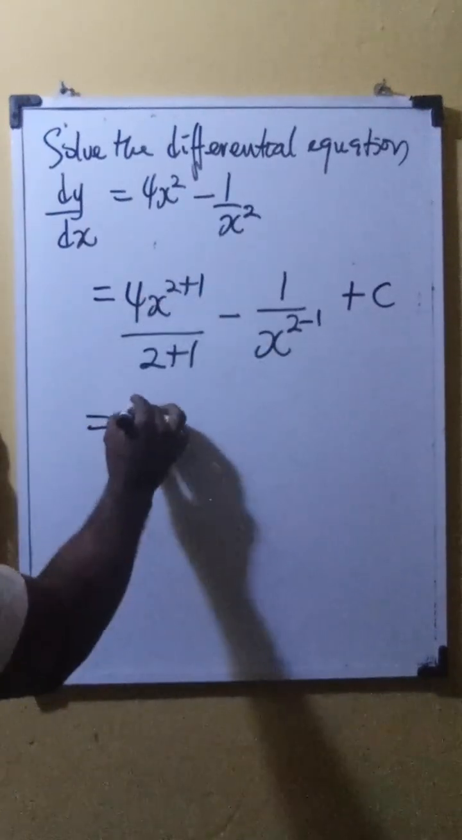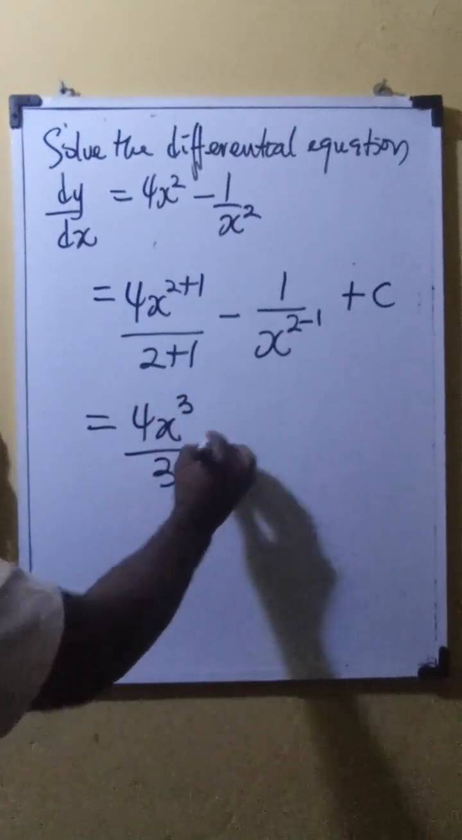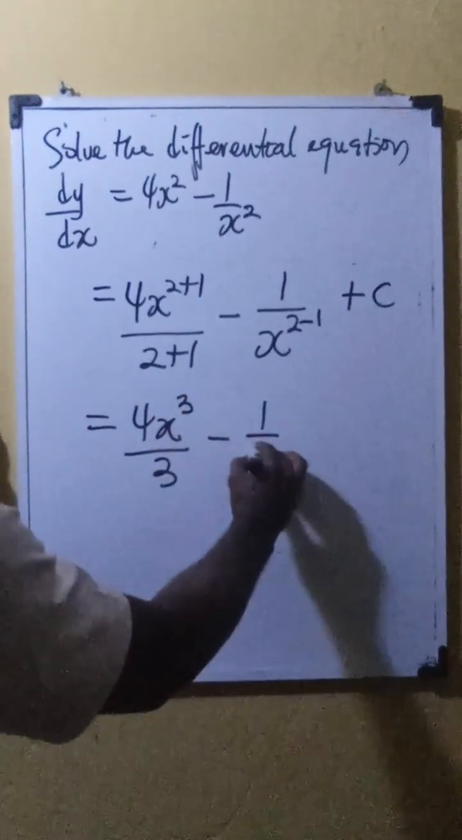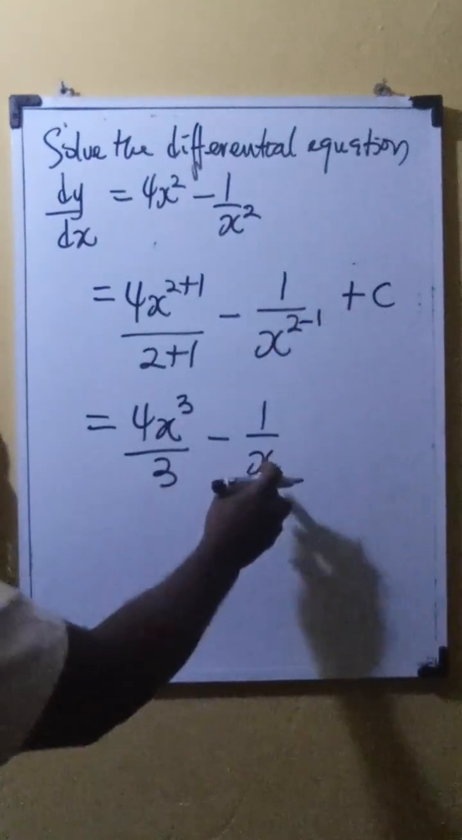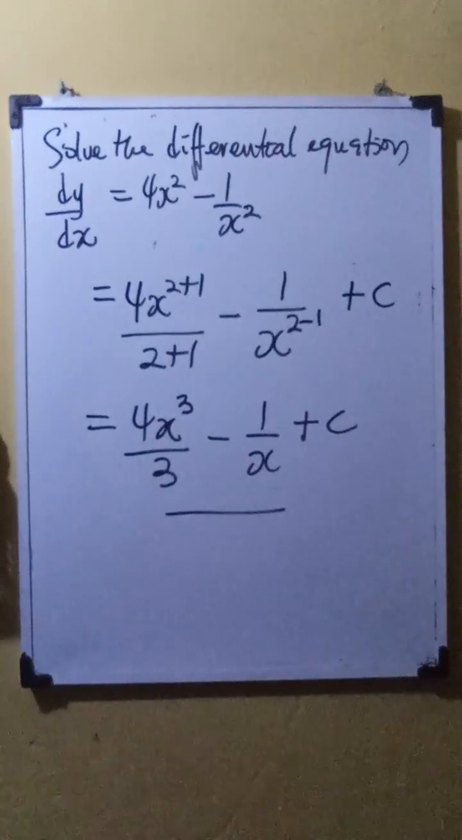So here you are going to have 4x raised to the power 3 divided by 3, minus 1 over x, since 2 minus 1 is 1, plus c. So this is your final answer. This gives you your final answer for this particular one.